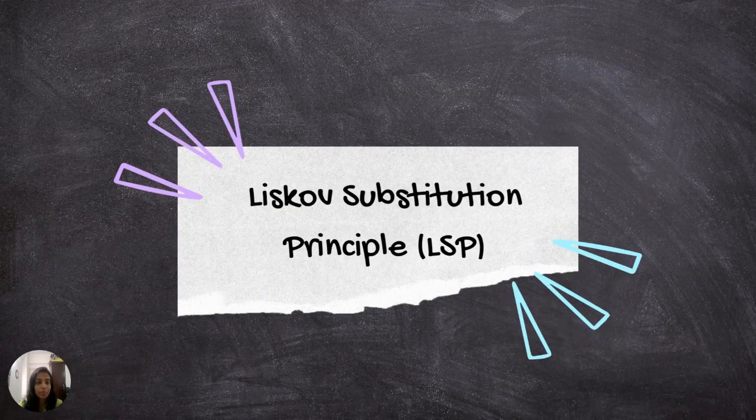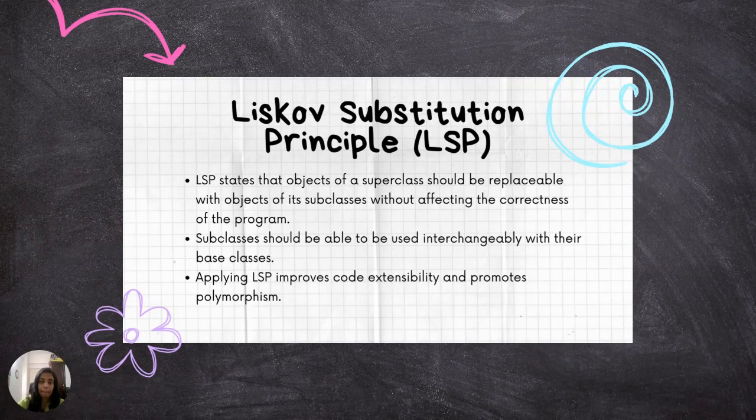The third principle in the list is the Liskov Substitution Principle, or LSP. LSP states that objects of a superclass should be replaceable with objects of its subclass without affecting the correctness of the program. Subclasses should be used interchangeably with their base class. Applying this LSP improves the code extensibility and it promotes polymorphism. So now let us create an example where the Liskov Substitution Principle as well as Open-Closed Principle are explained in detail. So let us jump into that.